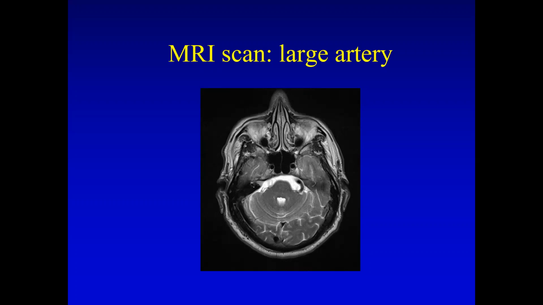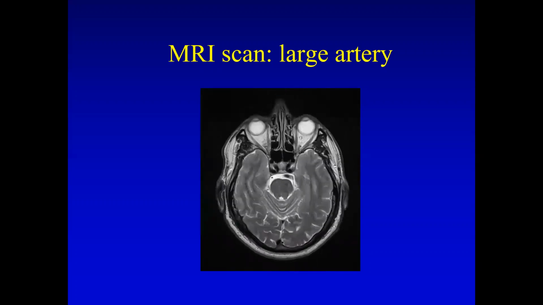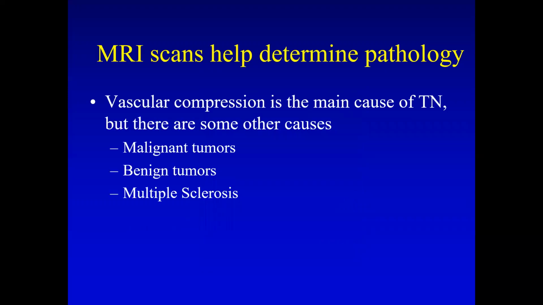And in this particular case, this was a patient of mine where we knew before we did the microvascular decompression that we were going to find a large artery when we got in there. So MRI scans help determine the pathology if there is a blood vessel compressing the trigeminal nerve. We don't do MRI scans only to look for the blood vessels. We do MRI scans just to make sure there are not other less common causes of trigeminal neuralgia.